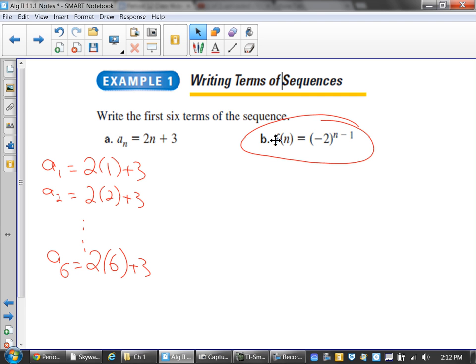Yeah. Okay. So, Mr. Martinez, it says error. If you're getting error, that means you're doing something wrong. I got 1, -2, 16, -32.